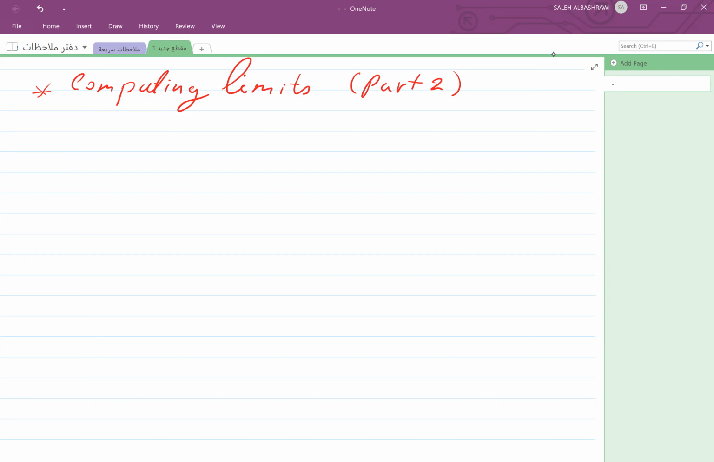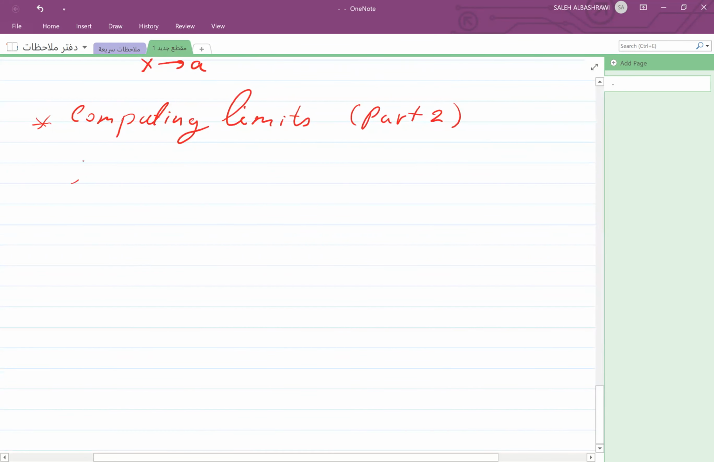In the last part of this topic on computing the limit, we spoke about the definition of limits, and we said that the limit is the value of the function as x approaches some real number. We wrote it as the limit of f of x as x goes to a.